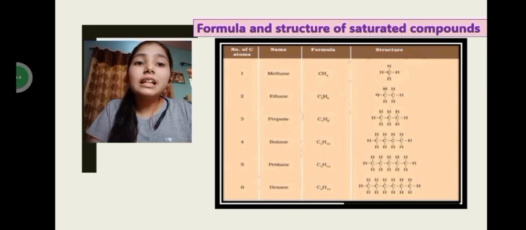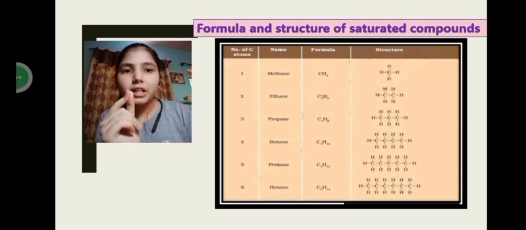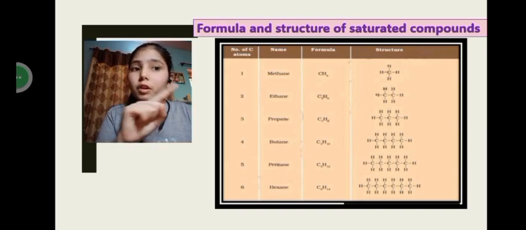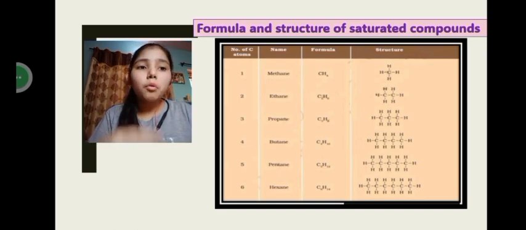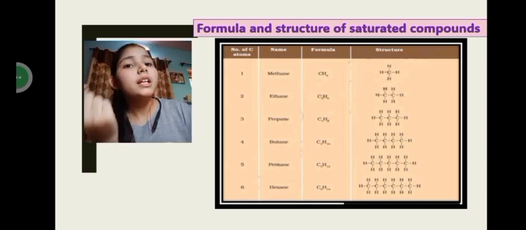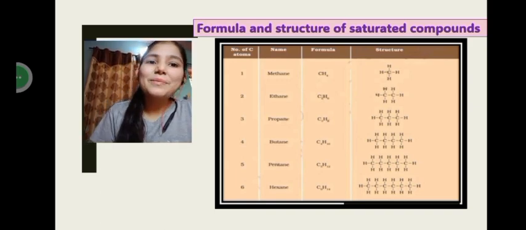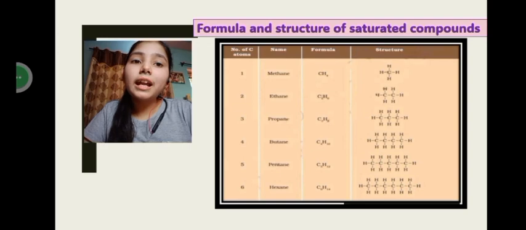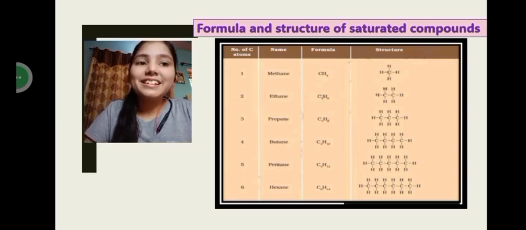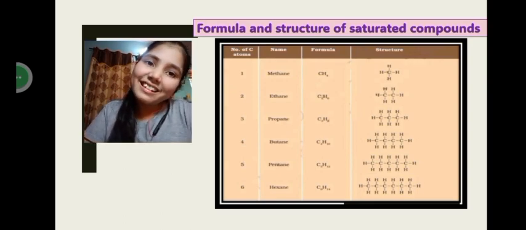Then another is ethane. Ethane means 2 carbons, right? Here we have the structure: the 2 carbons are attached to each other, so we can't write 8 hydrogens because one bond of each carbon is connected to the other carbon. So 2 hydrogens will be removed, and there will be C2H6, right? Then what about propane? Propane means 3 carbons, so C3 and how many H? Count and say: 8, right? C3H8. Then what about butane? Butane means C4H10. Yeah, so simple.